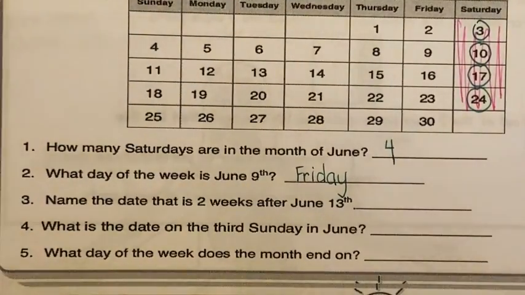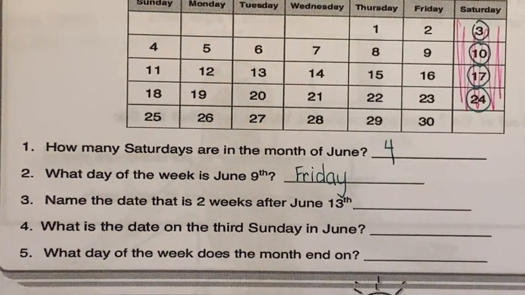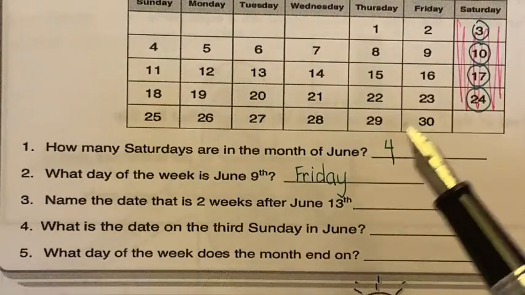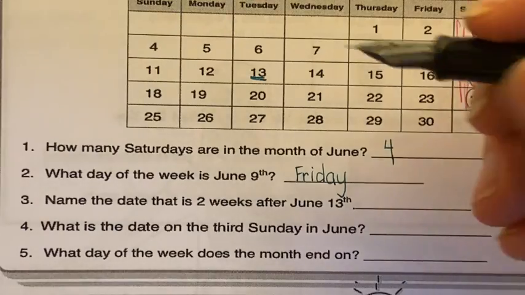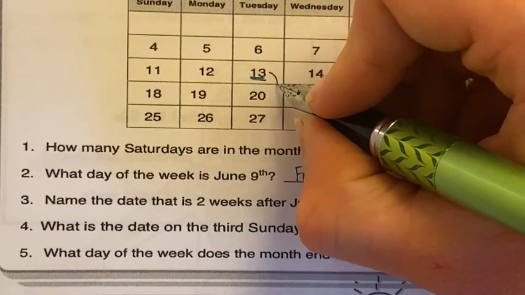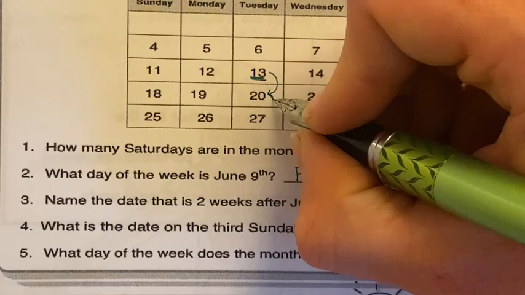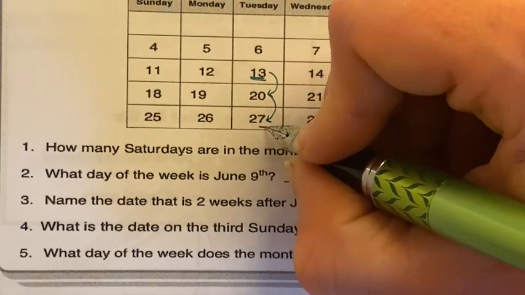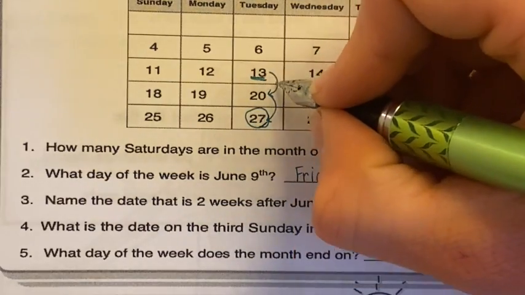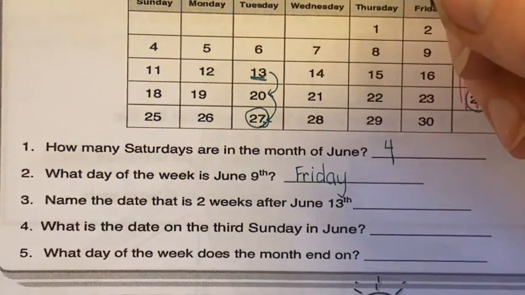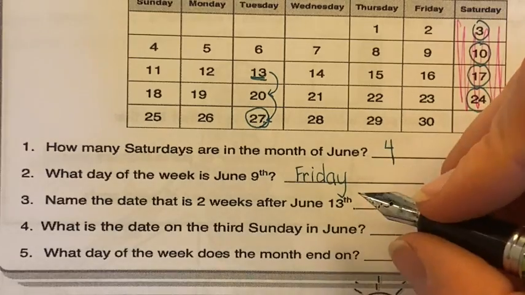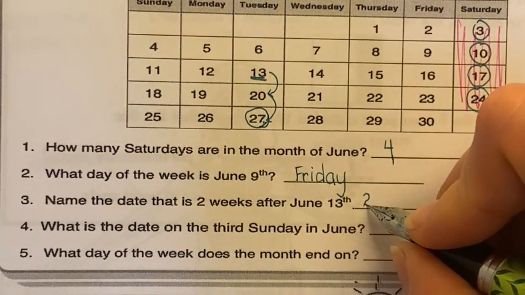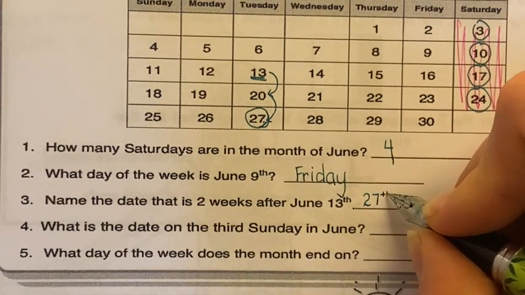All right. Name the date that is 2 weeks after June 13th. So we go to June 13th here. And we're going to count 2 weeks. And this is how you count weeks on a calendar. 1, 2. All right, there we are. So I've gone from here, 1, 2. I've hopped twice. So it's the 27th of June.